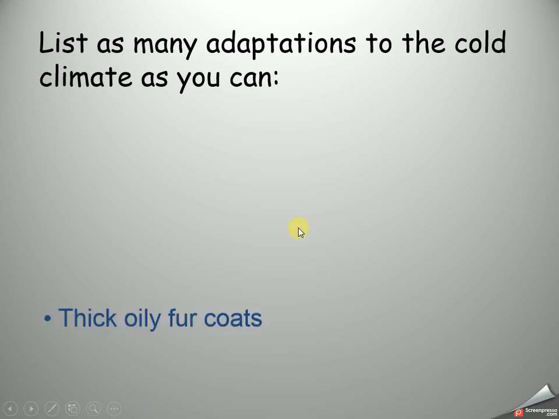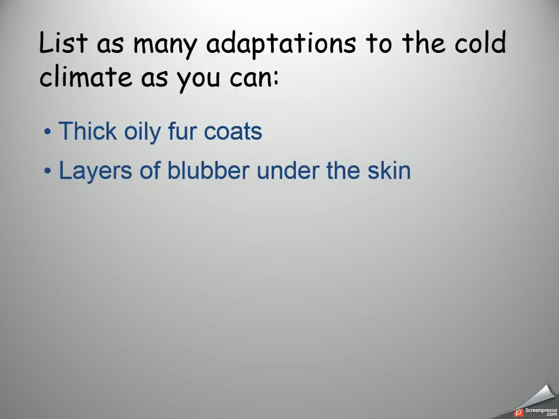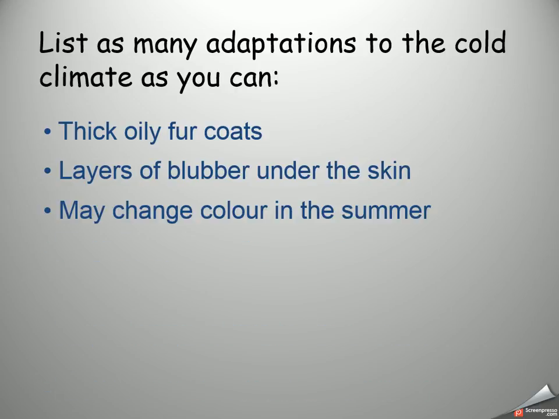Now, they have thick oily fur, because if they go in the water and there's oil on the fur, the water will just straight away come off. These are all the ones you guys have to know. Layers of blubber under the skin, basically lots of fat under the skin. They may change colour in the summer, because the ice is going to melt and the landscape is going to change, and so they must change with it. Otherwise, if they're still white, they'll easily be spotted by the prey or the predator, whichever way around it is for that particular organism.